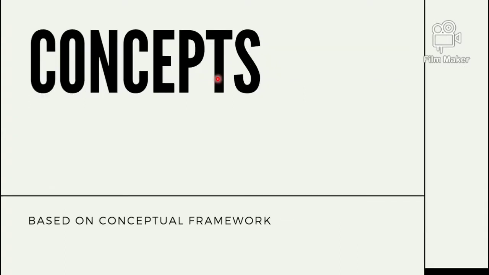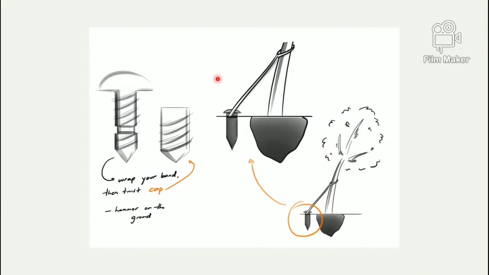Concepts based on the conceptual framework. This concept looks like a screw that has a cap. You have to tie the webbing and then attach the other end of the webbing to the screw, and then you wrap it around and put the cap on so the webbing won't loosen, and then you hammer it into the ground.